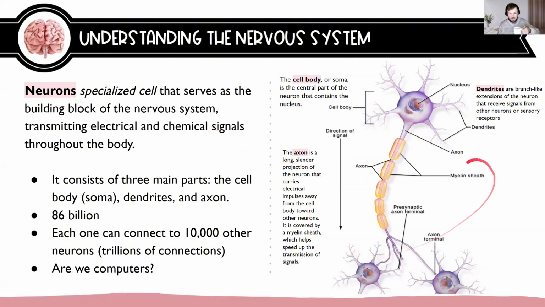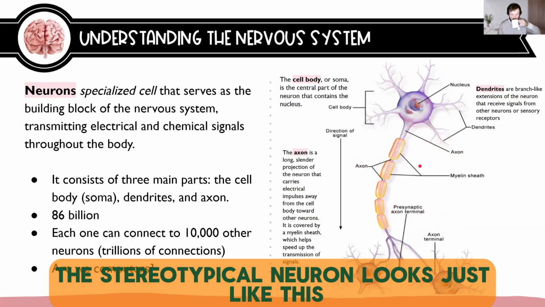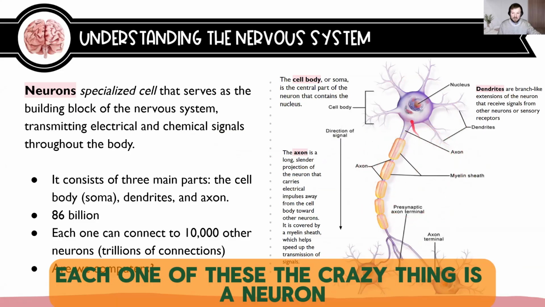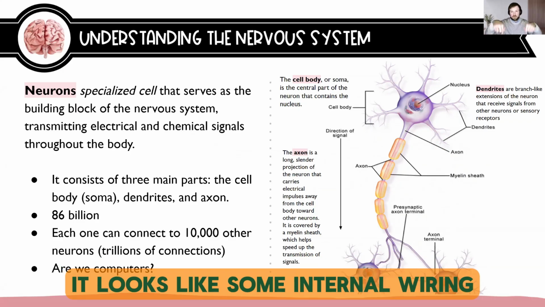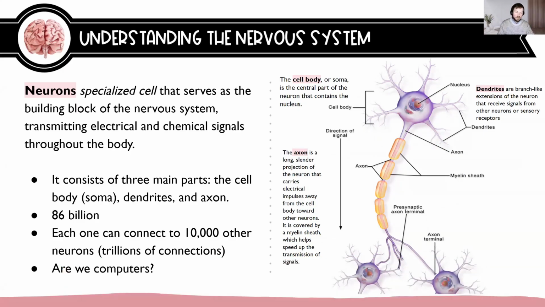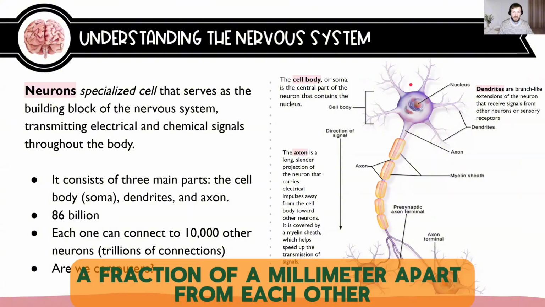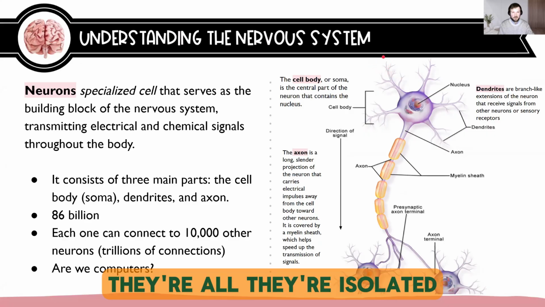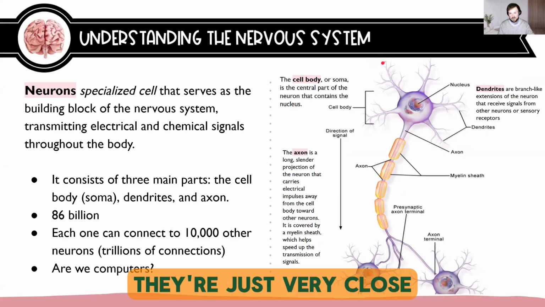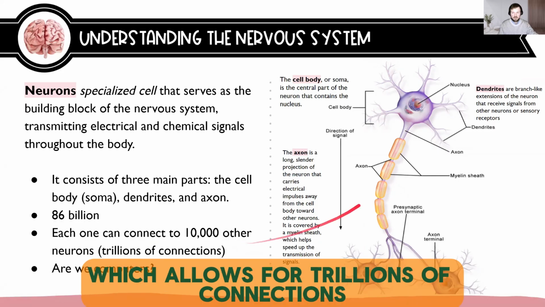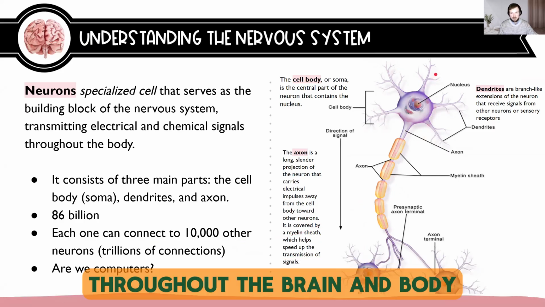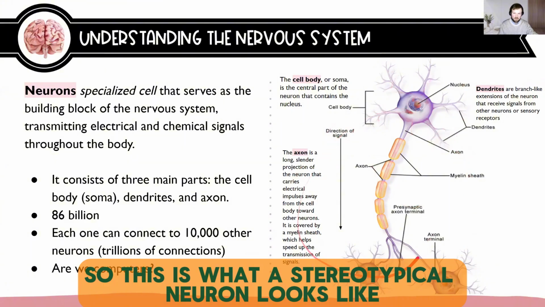They're specialized cells. The stereotypical neuron looks just like this. Each one of these, the crazy thing is, a neuron, it looks like they're all connected, right? When you look at a diagram of a nervous system, it looks like some internal wiring. They're not actually connected. They're a fraction of a millimeter apart from each other. They don't touch. Right? They're isolated. They're not actually touching. They're just very close. And one neuron can have a connection with up to 10,000 other neurons, which allows for trillions of connections throughout the brain and body. So this is what a stereotypical neuron looks like.